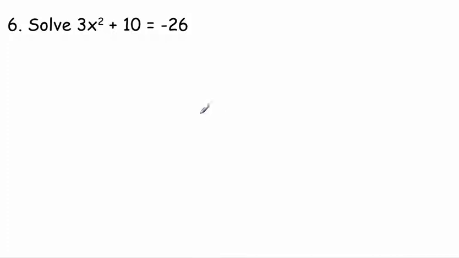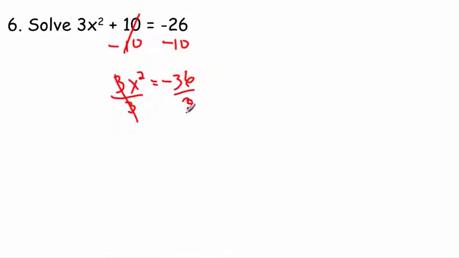Now let's solve this quadratic. Notice in this quadratic I don't have an x term, so I can't factor this like we did a week or two ago. So what I'm going to do is isolate the x squared by subtracting 10. So that's going to get me 3x squared equals -36. I'm going to divide both sides by 3. And so x squared comes out to be -12.